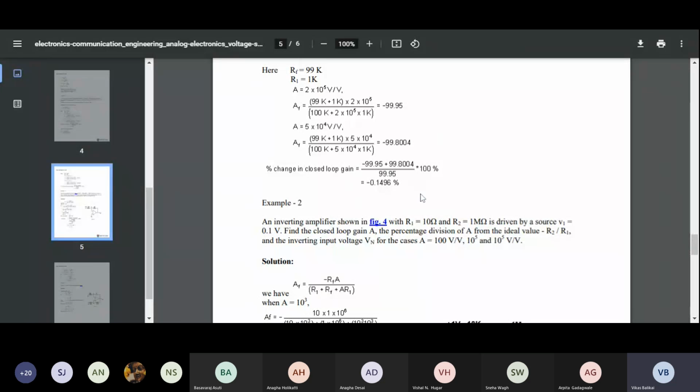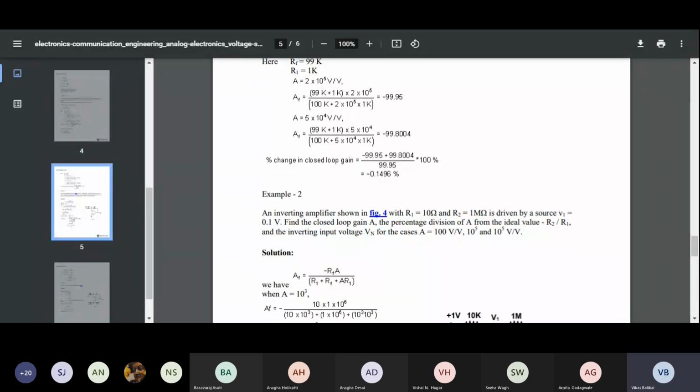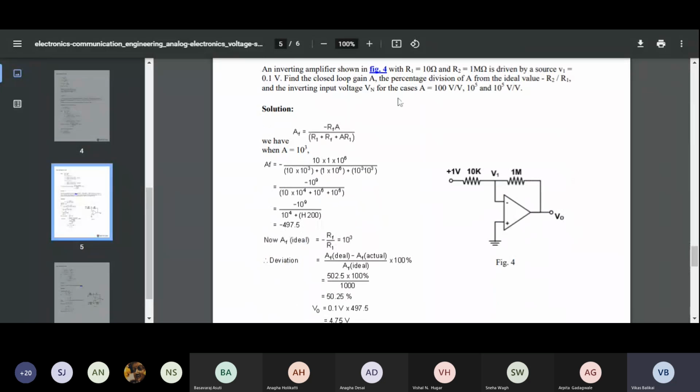So moving on with one more problem. An inverting amplifier shown in figure 4, with R1 equal to 10 kilo ohm and R2 equal to 1 mega ohm, is driven by a source V1 equal to 0.1 volt. Find the closed loop gain A, the percentage deviation of A from the ideal value minus R2 by R1, and the inverting input voltage Vn for the cases A equal to 10 raised to 3 and 10 raised to 5. A lot of things have been asked. Let's try to get into it in a typical manner by breaking it into small aspects.